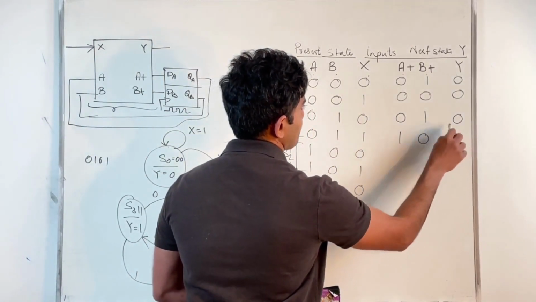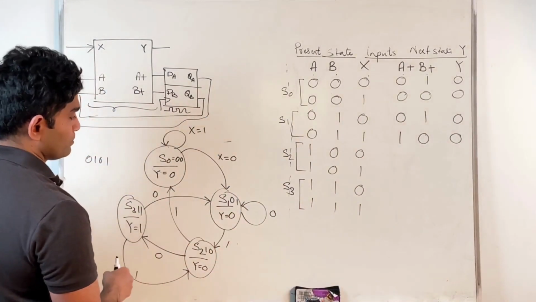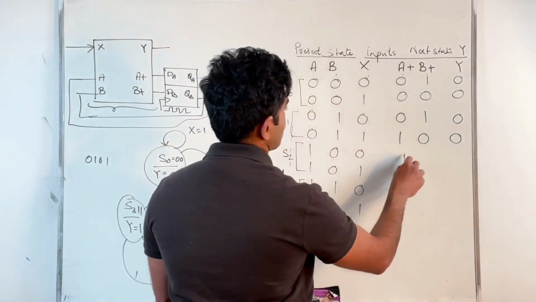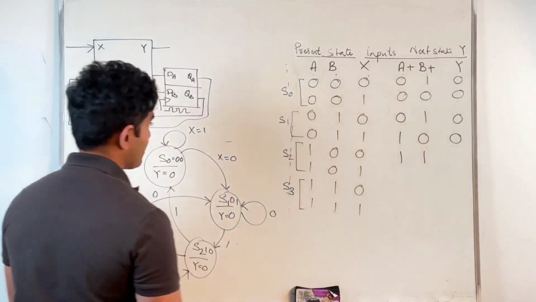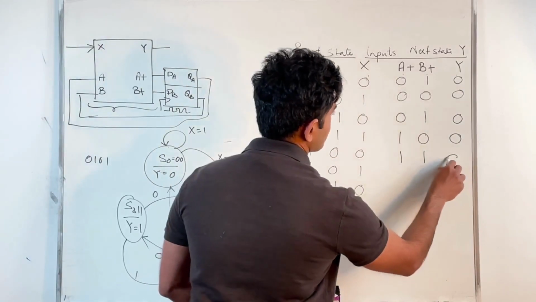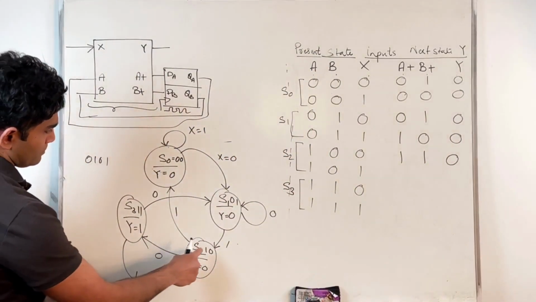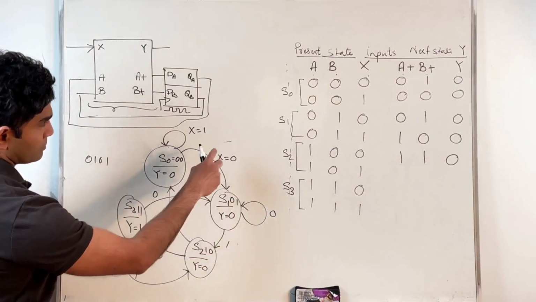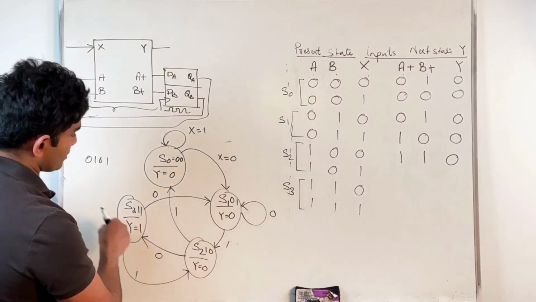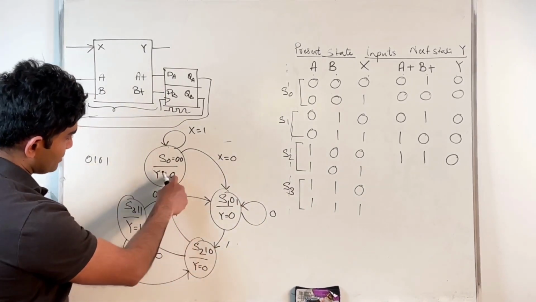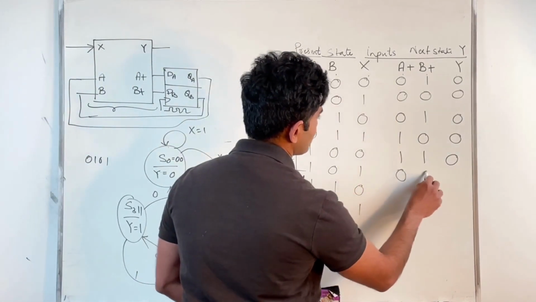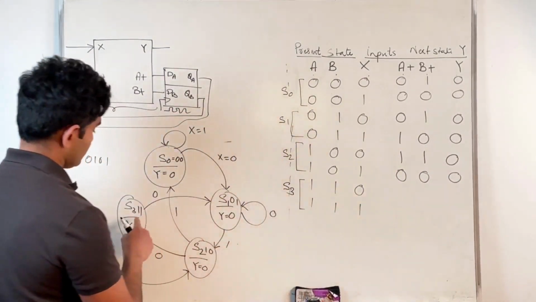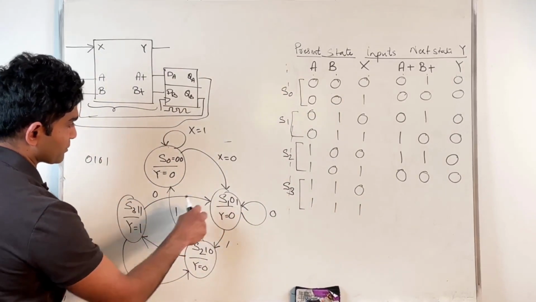Output is still 0. 1, 0, 0 takes me to S3 state. Output is still 0. 1, 0, 1 takes me to S0 state. Output is 0. 1, 1, 0 takes me to S1 state.